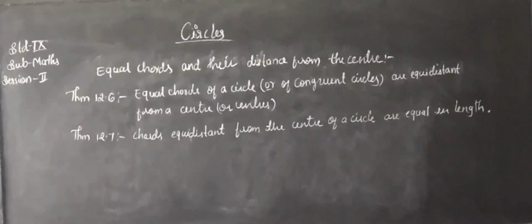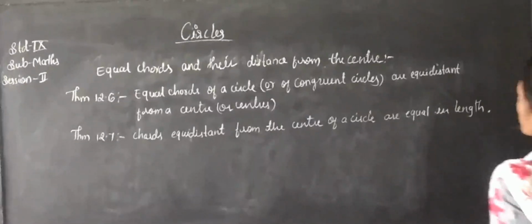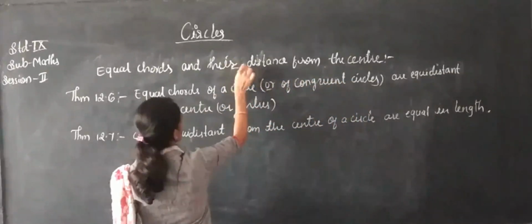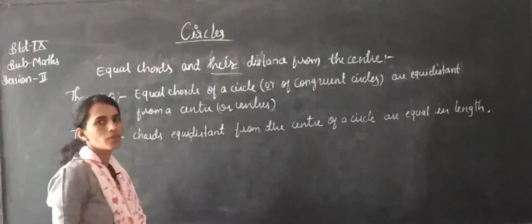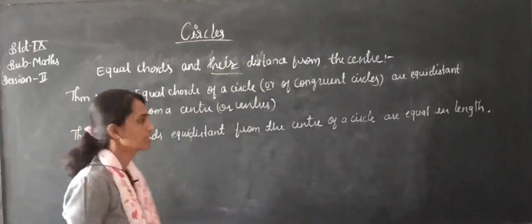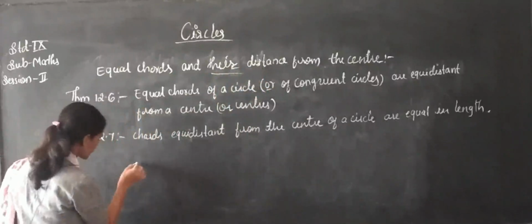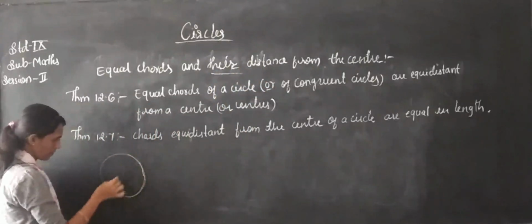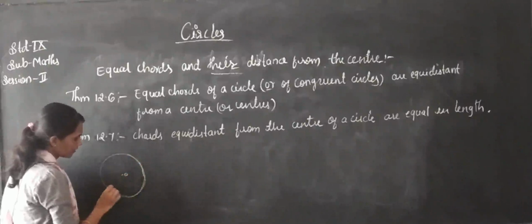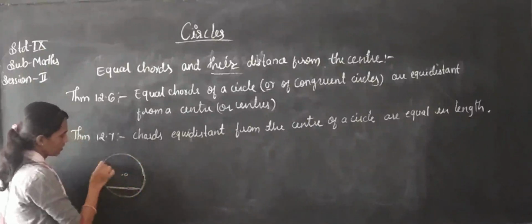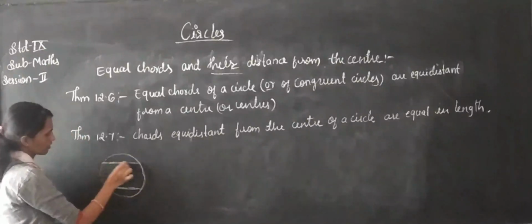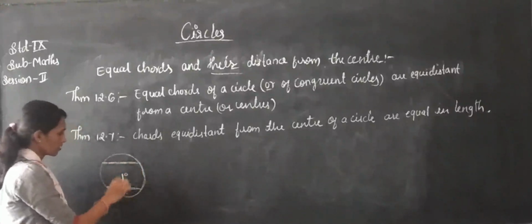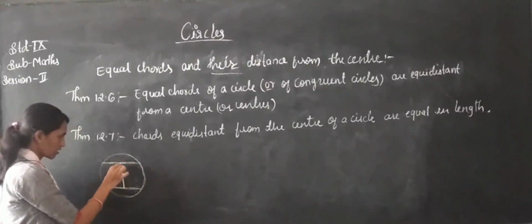So now, equal chords and their distance from the center. What are equal chords? First I will consider a circle with center O. Consider both chords' lengths to be equal. And what is the distance from the center to the chord?